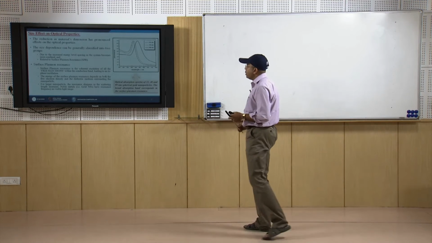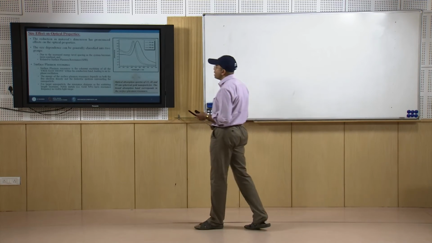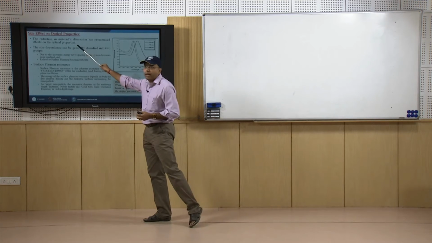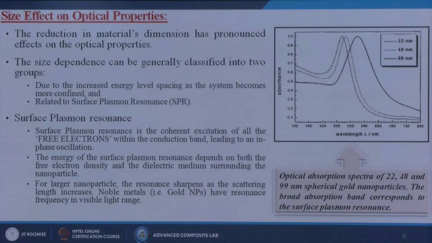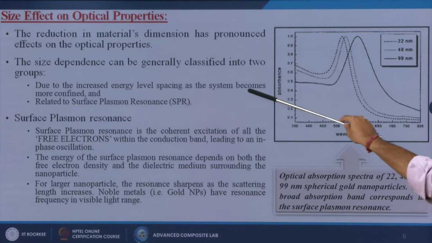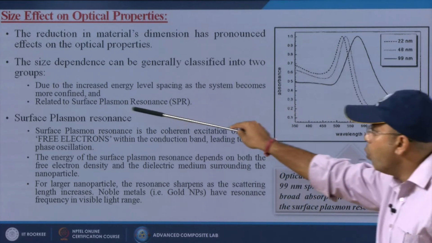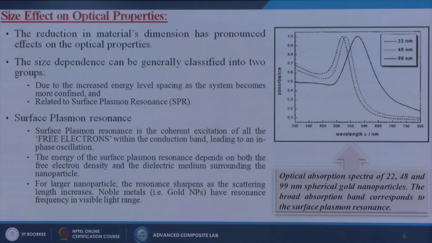Then the size effect on optical properties. The reduction in material dimension has pronounced effects on the optical properties. The size dependence can generally be classified into two groups. The first is due to the increased energy level spacing as systems become more confined, and the second is related to surface plasmon resonance.